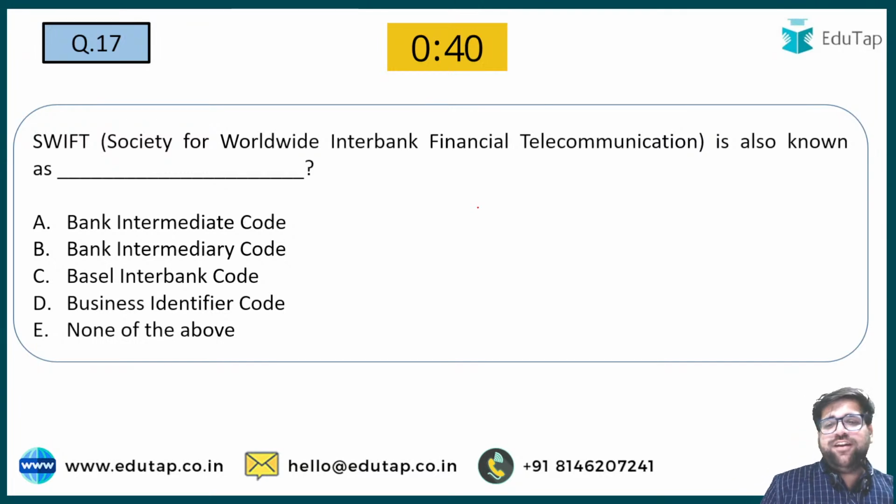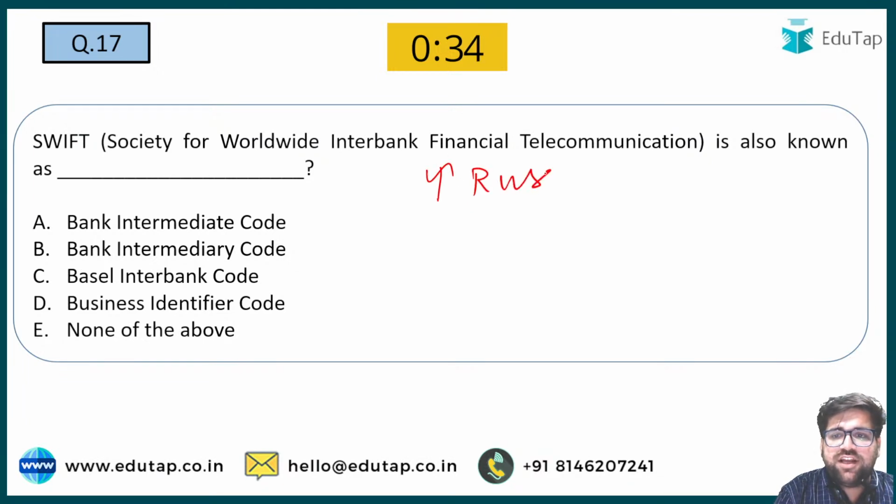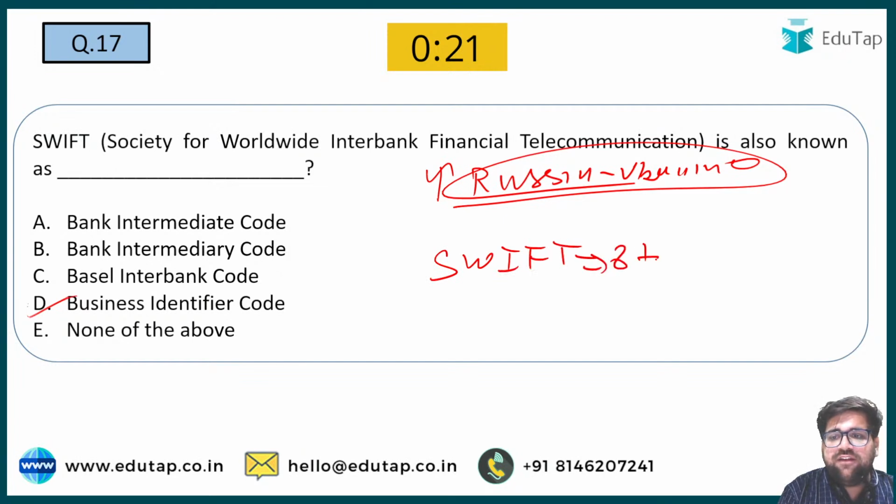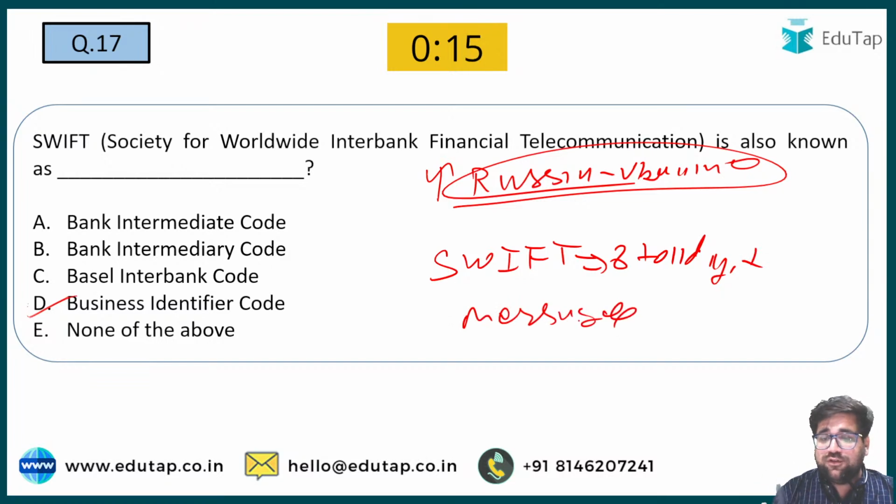So what is SWIFT? SWIFT is very much in the news because of the Russia-Ukraine war. I hope you know about it, and I hope there is a peace settlement between these two countries. It's also known as the Business Identifier Code. Please remember, SWIFT is 8 to 11 characters. It's only used for messaging purposes, not for transfer purposes. This is also very important.